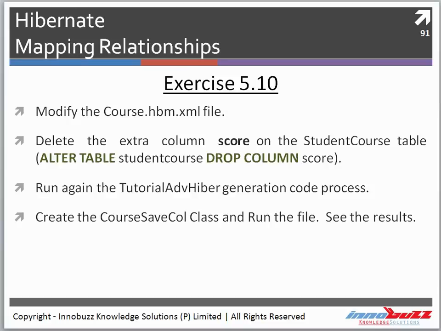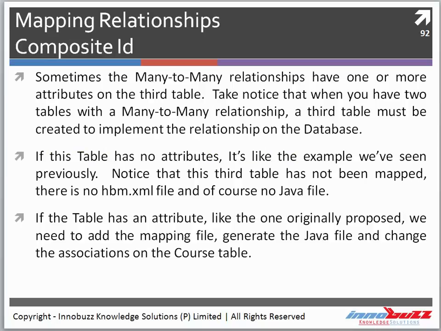Composite ID. The model we're working with right now has a relationship between the student and the course table, but with an extra attribute, which is the score of the student on the course. This will lead us to map the entity and, of course, create the HBM XML file and create a Java class. Let's take a look at how this mapping file will look like.